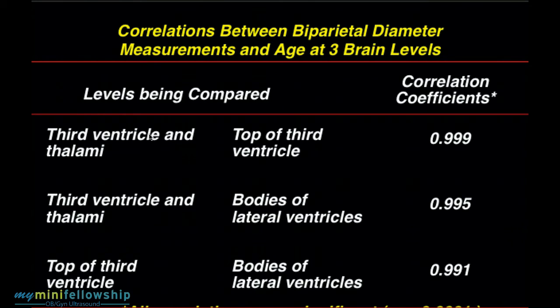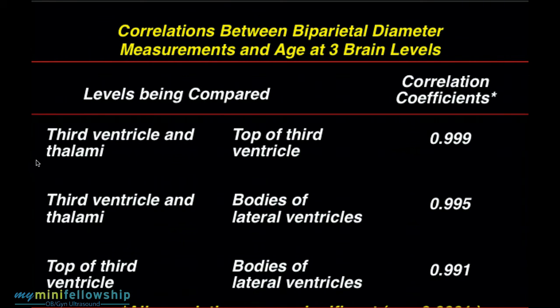So we tested the third ventricle and thalami versus the top of the third ventricle and thalami versus the bodies of the lateral ventricle, and the top of the third ventricle versus the bodies of the lateral ventricle. And what you can appreciate is that there was a remarkable correlation between any measurement that we chose. So as long as you do the same measurement over and over again, in exactly the same way, your correlation coefficients will be astronomically high.